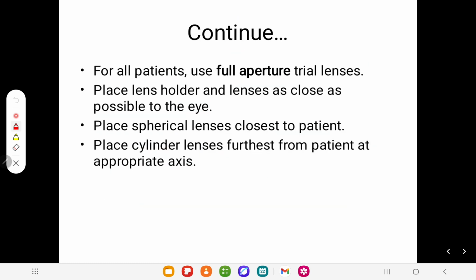So for all patients, use a full aperture trial lens. Never use a half aperture trial lens. Full aperture trial lens, because with a half aperture trial lens, the trial lens rim will create a visual field defect, isn't it? That's why we need a full aperture trial frame. And place the lens holder and lens as close to the eye as possible. If we place it close to the eye, then the visual field expands, isn't it?